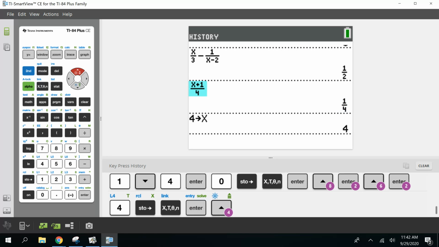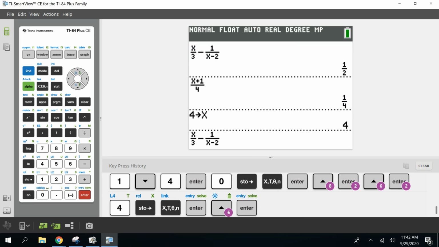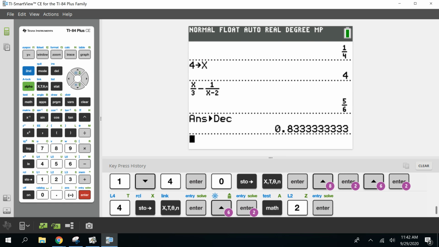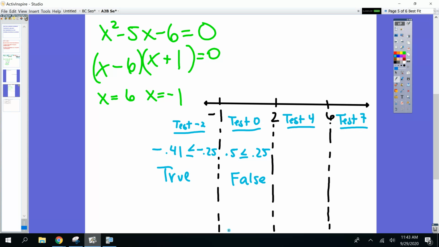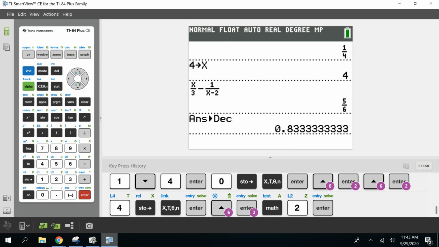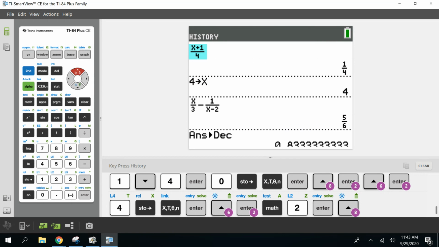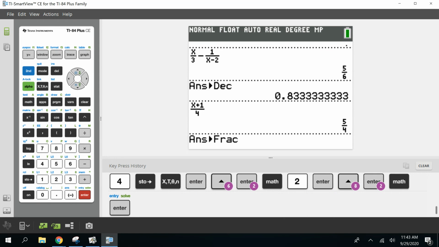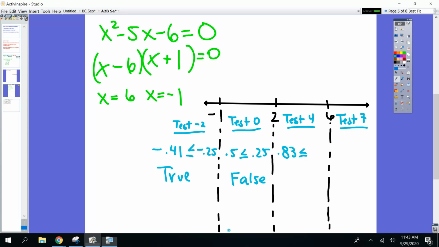Again, just go up if you can. If you can't, I apologize. You do have to type it over. 5/6, what's that as a decimal? 0.83. So is 0.83 less than or equal to? And again, hopefully I can see that you guys in class are using your calculators. At home, just don't copy my work. Know how to use your calculator. And then go up. This is an awesome feature. 5/4, which is what, 1.25? Yeah, 1.25.